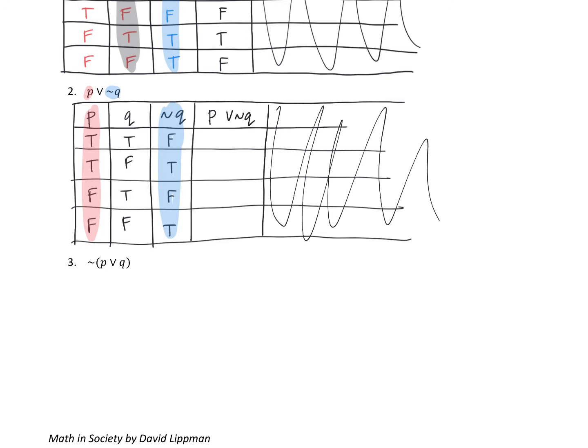Let me just label these. We have 4 rows that we're looking at. In the first row, the P is true, so the disjunction will be true. In the second row, the P is true, so the disjunction is true. In the third row, P is false, so now I have to look at not Q. It's also false. That's the only time that the disjunction will be false. In the fourth row, P is false, but not Q is true, and since I have at least one true, that one's true. So remember, the disjunction is true if either statement is true, and it's only false if they're both false.